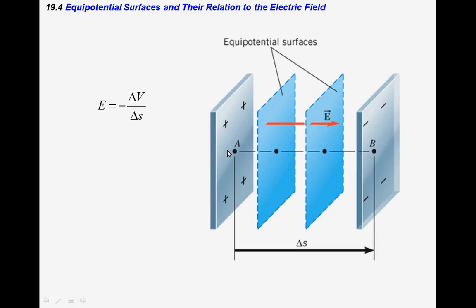So capacitors are a physical device that you can hold in your hand, and what it does is it will separate charges from one plate to the other, and between these plates we'll have a region of equipotential surfaces. And that electric field that we defined as newtons per coulomb before can also be represented as the change in electric potential divided by the separation distance.